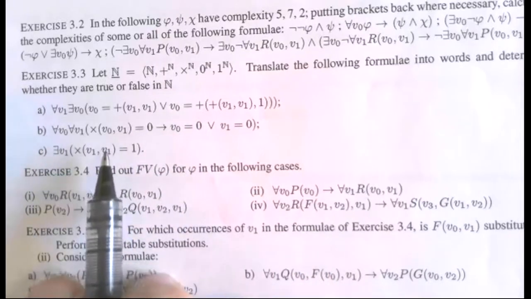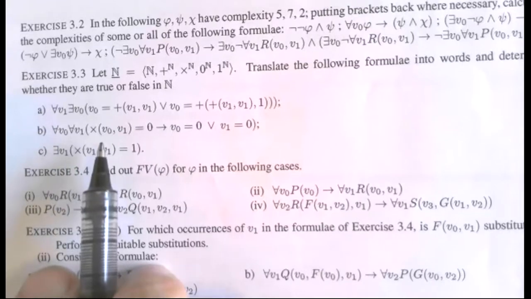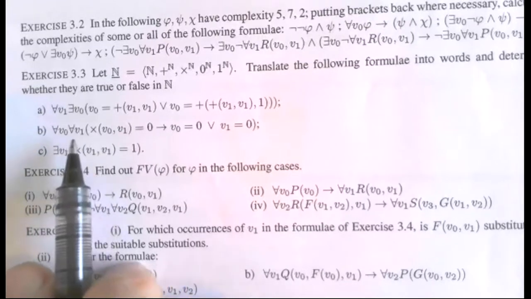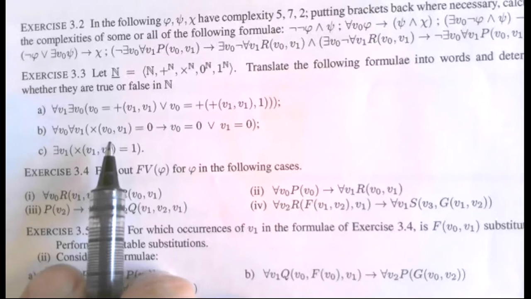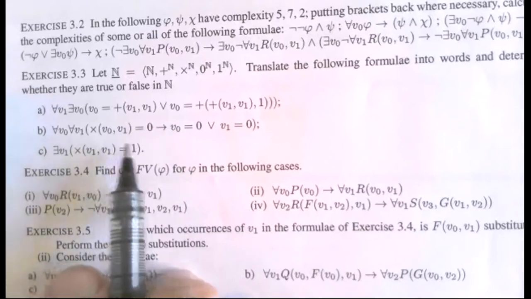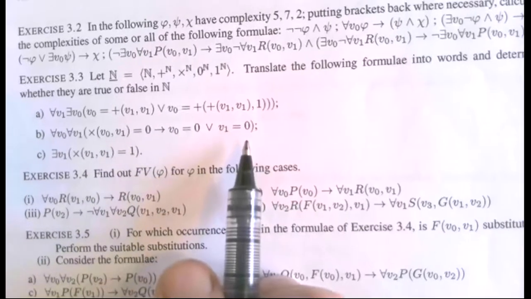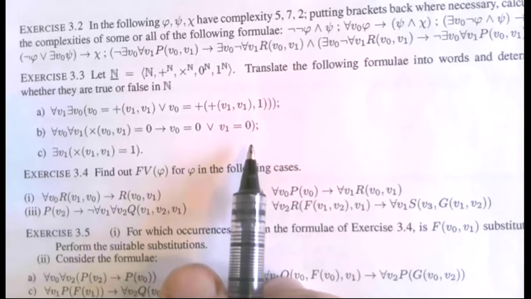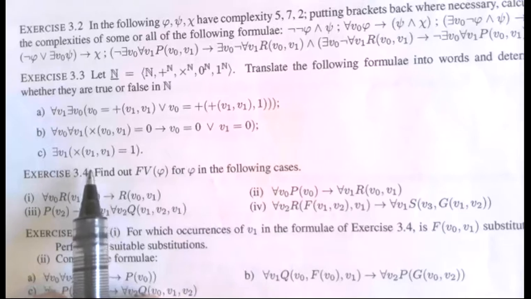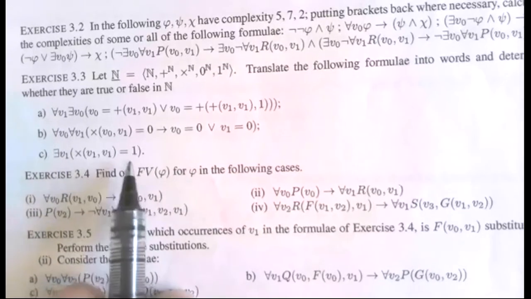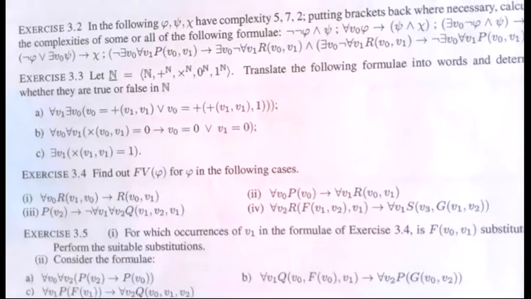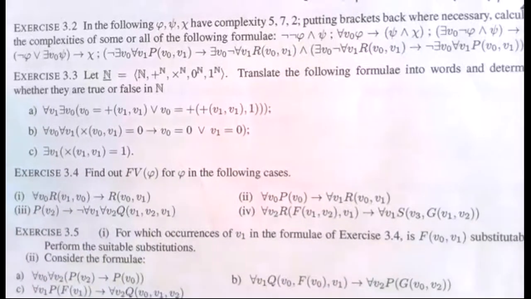So then you're supposed to interpret this. And again, it's just an exercise in reading these formulae. So this says, pick any two numbers, if their product is 0, then one of them is 0. So that's true in the natural numbers. And this one looks like it's true as well. There is a number whose square is 1. Well, it's 1. Okay, so those are kind of straightforward here.